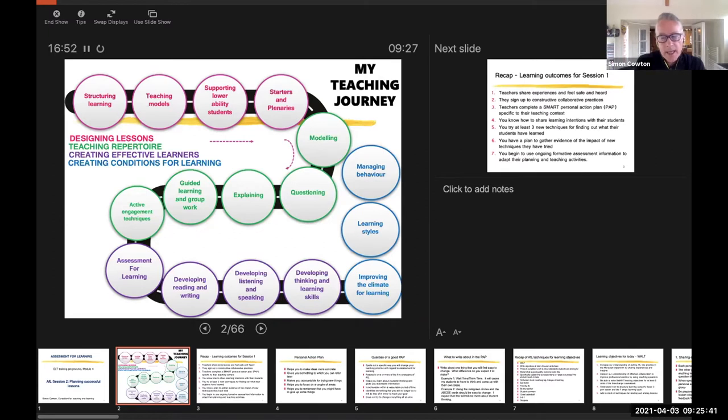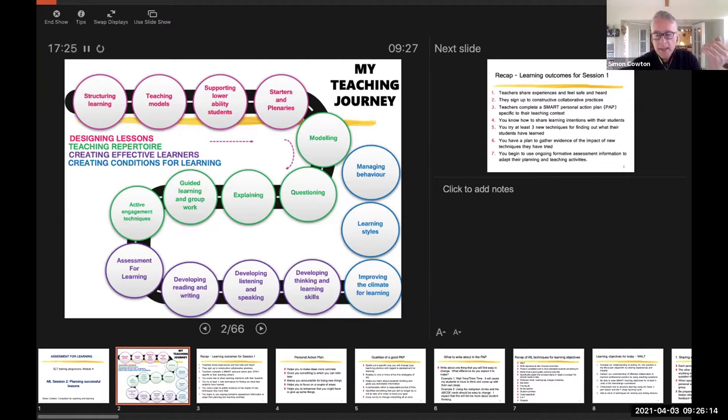Have you had any input on supporting the full range of pupils, for example, lower ability students? You've had some. Okay, excellent. So then as part of this thinking about structuring lessons, I would include the beginnings and ends of lessons in that category, because it belongs with it.